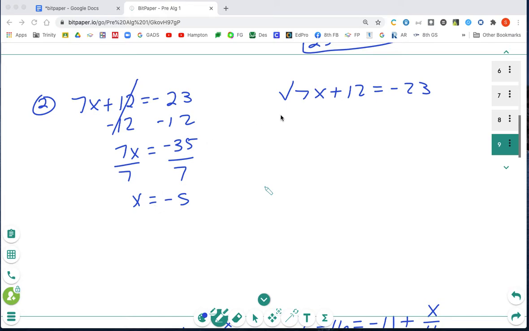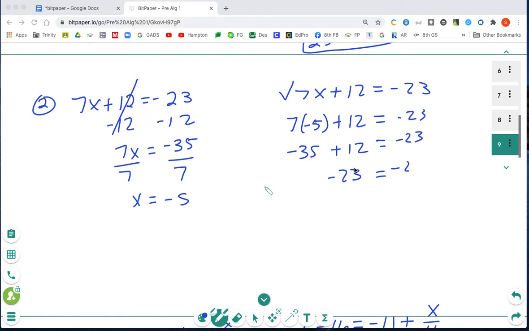I've written my original equation, and I'm going to substitute in my -5. So 7 times -5 plus 12. 7 times -5 is -35 plus 12. -35 plus 12 is -23. So I did my PEMDAS. And now -23 is on the other side. And -23 equals -23. So -5 is my correct answer.